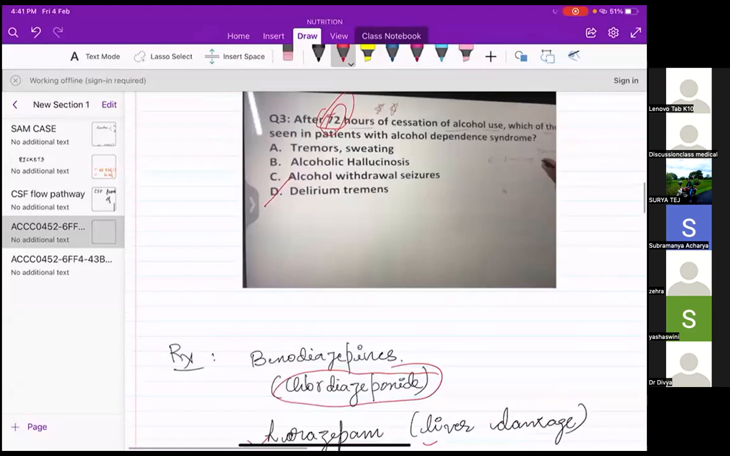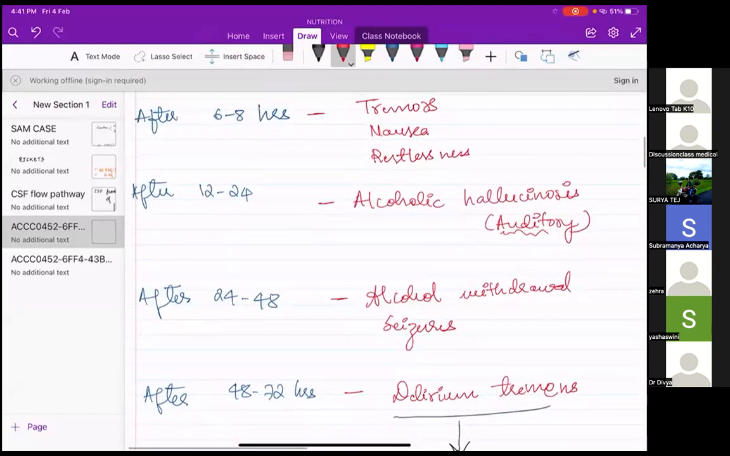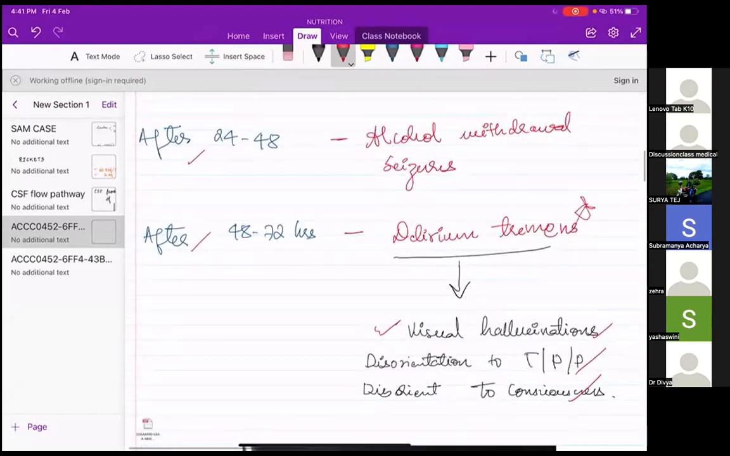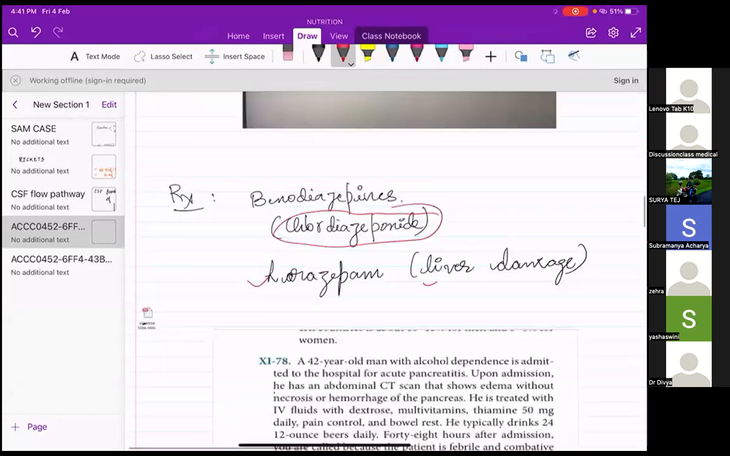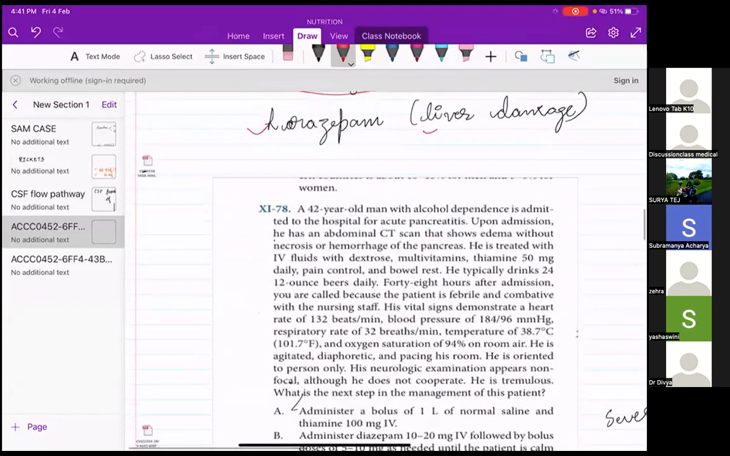So we were talking about delirium tremens, right? This table is important. Each of these is a potential question for us. Like 6 to 8 hours tremors, 12 to 24 hours alcoholic hallucinosis, 24 to 48 seizures, 48 to 72 delirium tremens, which is very important. How do I treat? I'll treat with benzodiazepines basically. So let us read this question.